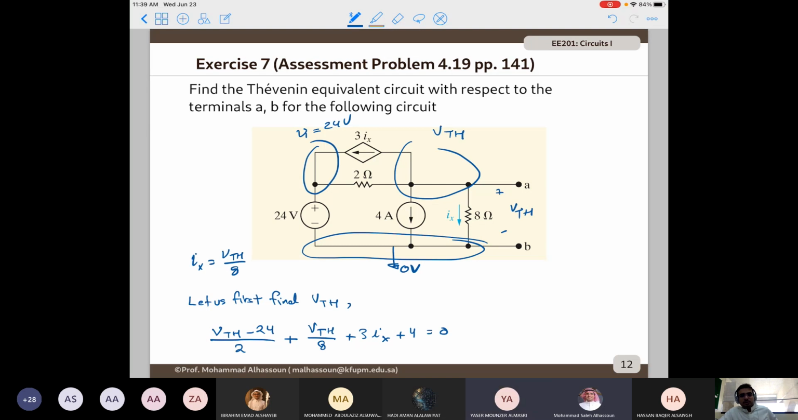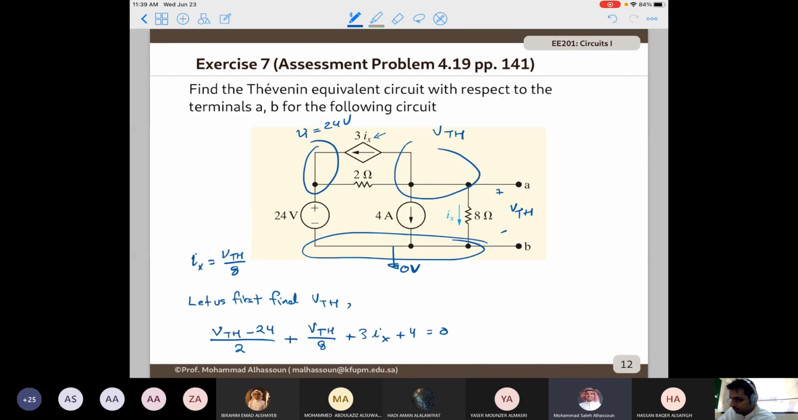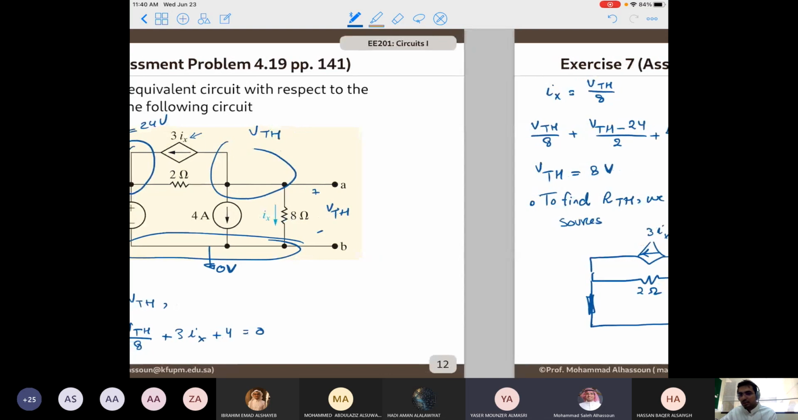So we will have 4 equations? No, actually, you will have a super mesh here. And this one is known to you. You might try to find it as an exercise. Try to find it using mesh analysis. You should get the Thevenin voltage here, 8 volt. You should get Ix to be 1 ampere. Okay, thank you.